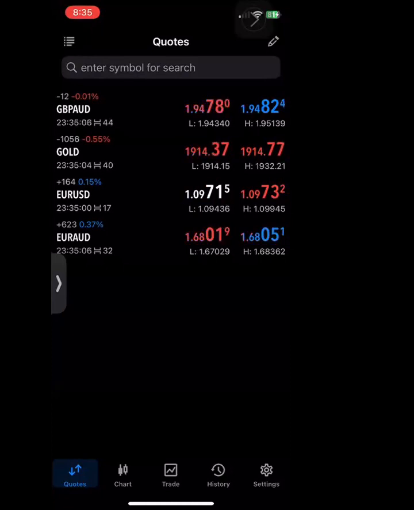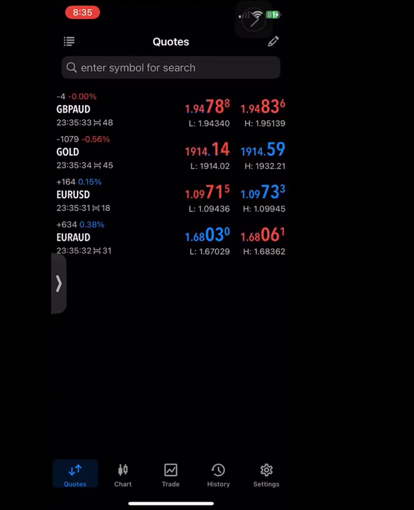All right, so let's continue. Let me go through a little bit on this page. If you take a good look at the left side of my screen, you can see GBP AUD, you can see gold, Euro USD, Euro AUD. If you look at the right side, you can see numbers, some in blue, some in red. These numbers are called prices.